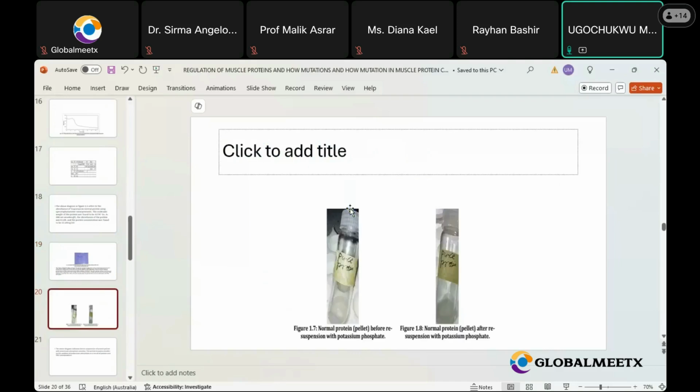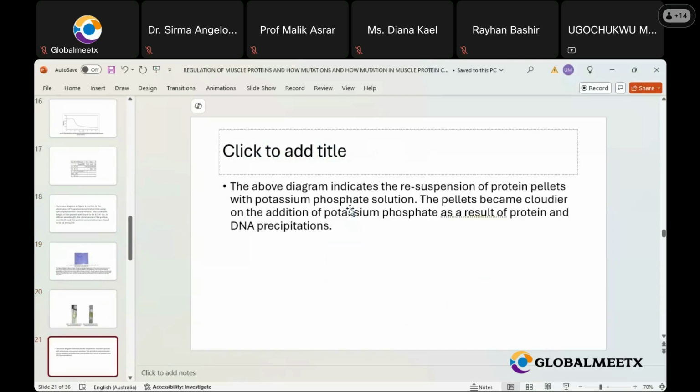The next slide shows the normal protein pellet before resuspension with potassium phosphate, and the normal protein pellet after resuspension with potassium phosphate. The diagram indicates the resuspension of protein pellet with potassium phosphate solution. The pellet became cloudier on the addition of potassium phosphate as a result of protein and DNA precipitation.